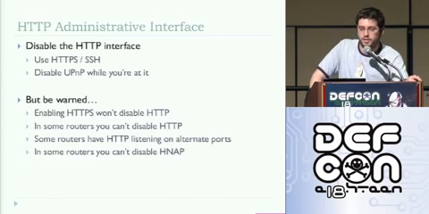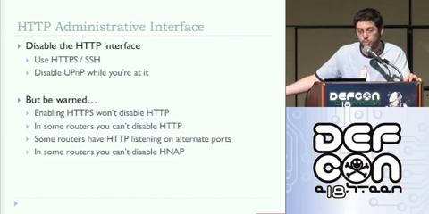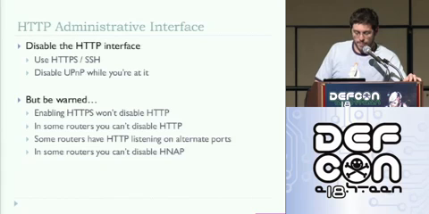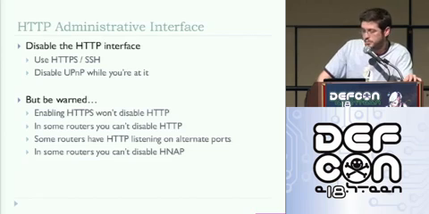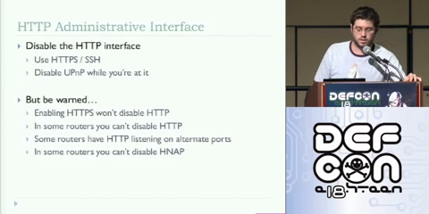Disable UPnP as well if you can. I know a lot of people rely on it, so that might be difficult. Some routers don't let you disable HTTP. There's just a checkbox to enable HTTPS. Some routers also bind the HTTP interface to multiple ports. So this one, for example, runs on port 80 and port 8080. So when you disable HTTP, you have to make sure it disables all of that. Again, HNAP, that's a whole other talk in and of itself, but some routers don't let you disable that at all.